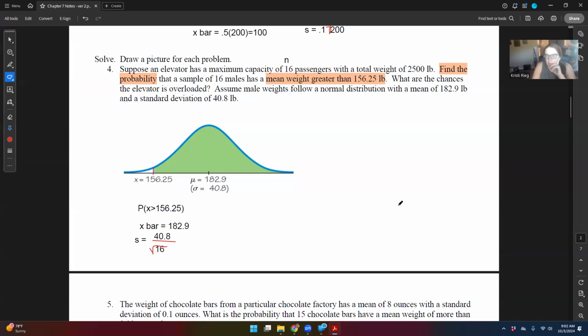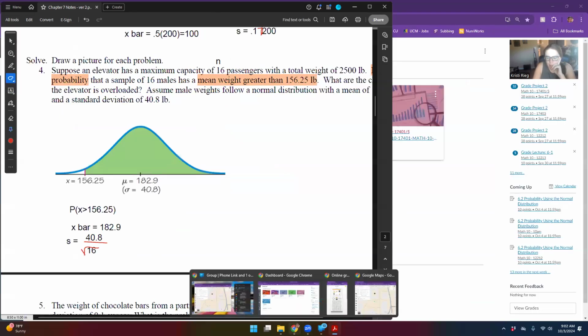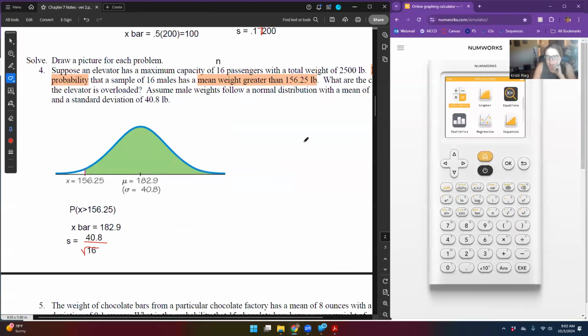Okay, so now I'm just going to split my screen real quick and get my calculator right here. And just like before, we're going to go down to distributions. And remember, these follow normal distributions as long as the requirements are met. Our n is small, but it says that they follow a normal distribution, so that's fine. We're good to go. So we go to normal.